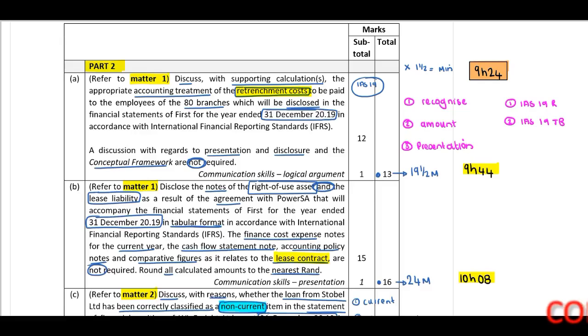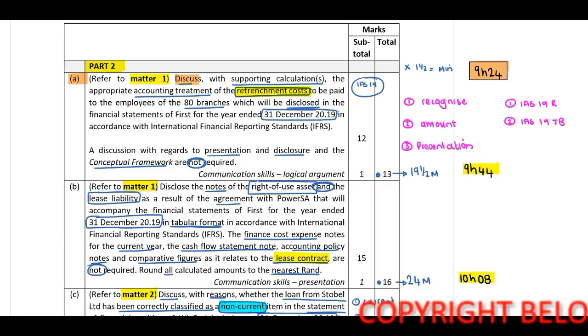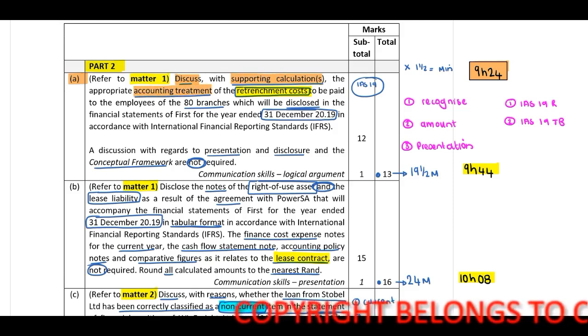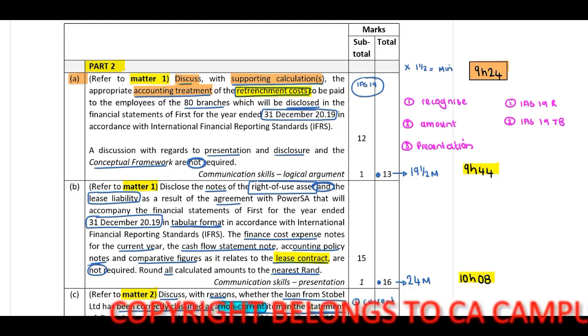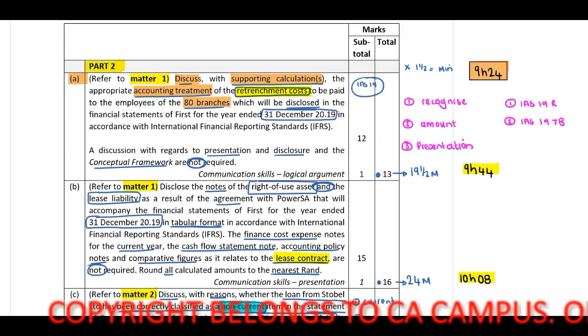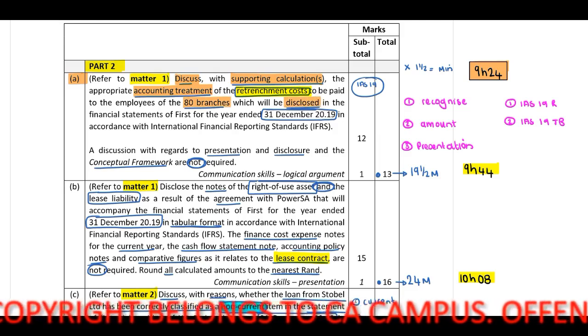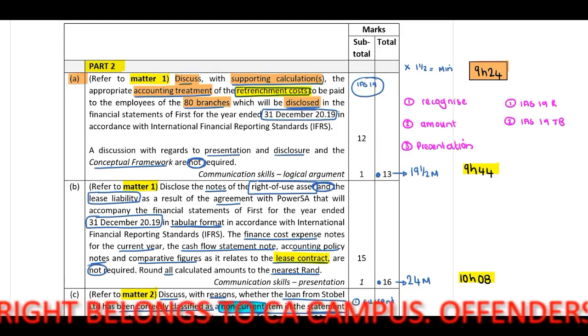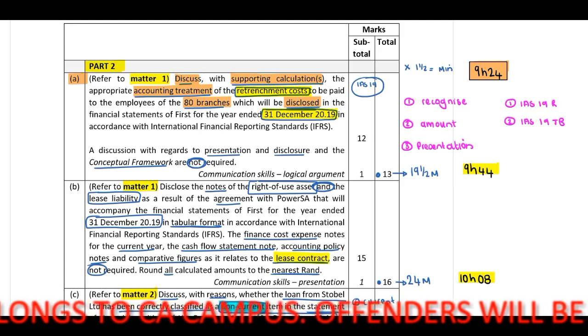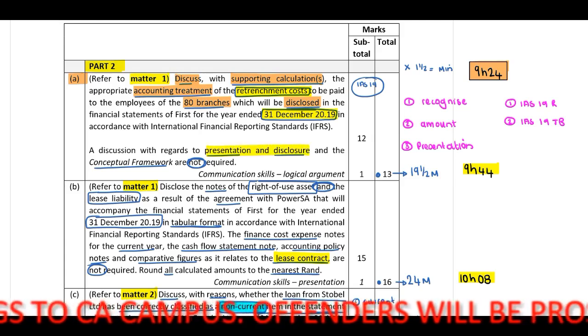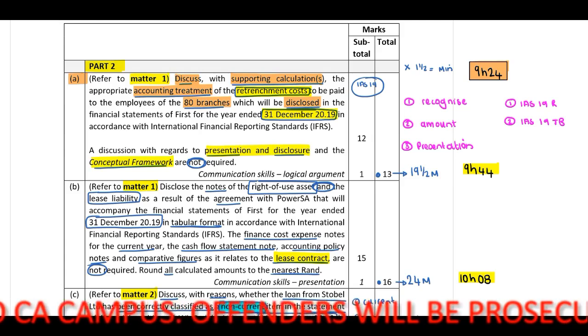Let's have a look at part 2A. Okay, we need to refer to matter 1 and we need to discuss, with supporting calculations, the appropriate accounting treatment of the retrenchment costs to be paid to the employees of the 80 branches, which will be disclosed in the financial statements of FIRST for the year ended 31 December 2019 in accordance with IFRS. Discussion with regards to presentation and disclosure and conceptual framework are not required.